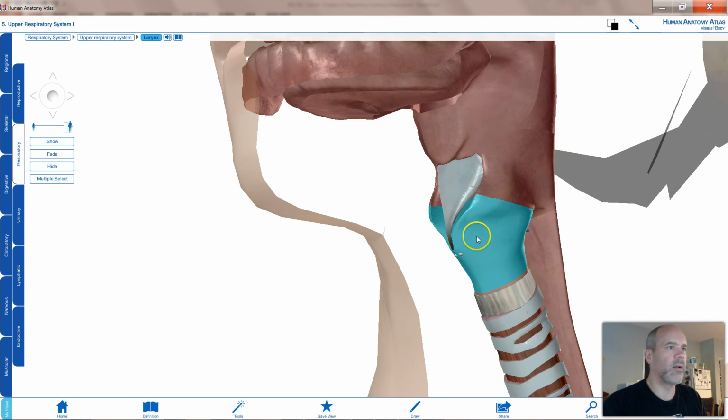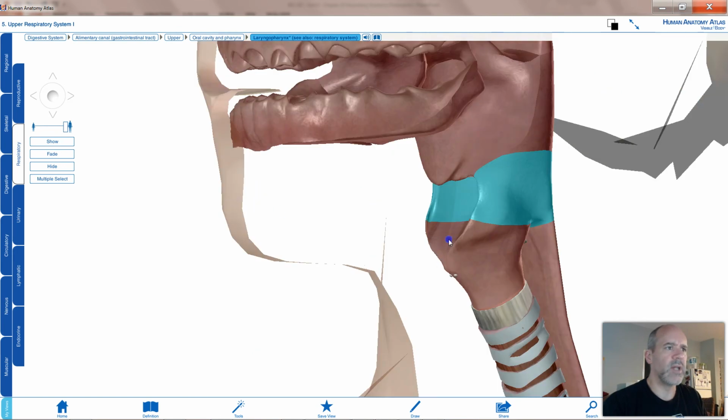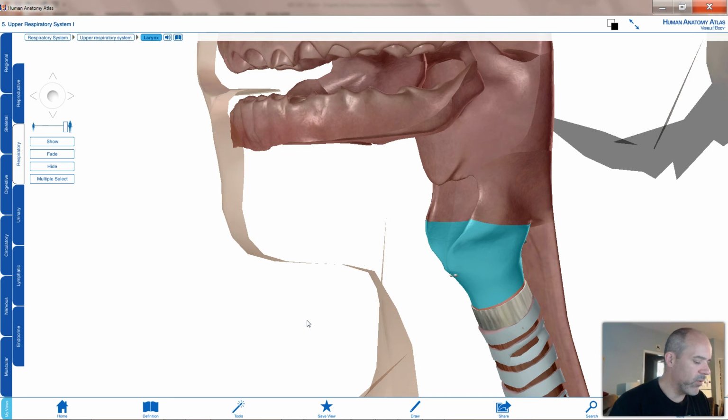All right. If we hide that, let's see. Looks like they're not going to show us the vocal cords in this diagram. Let me pull up a PowerPoint and I will take a look at the glottis and the vocal cord.